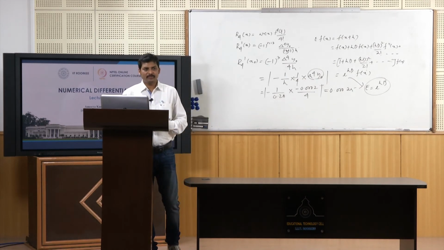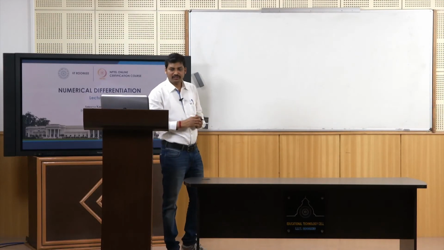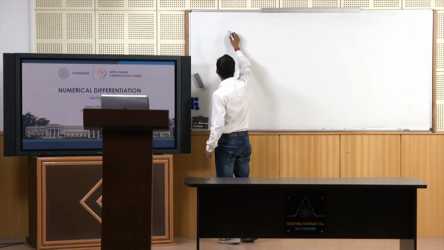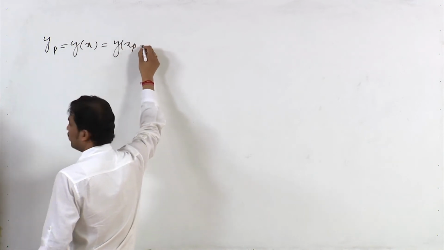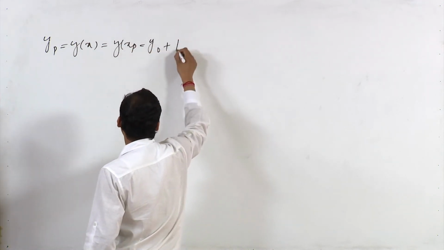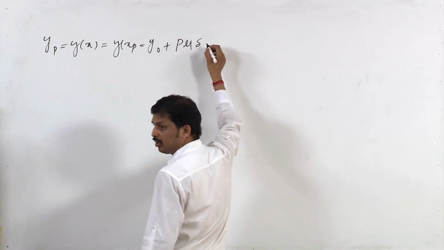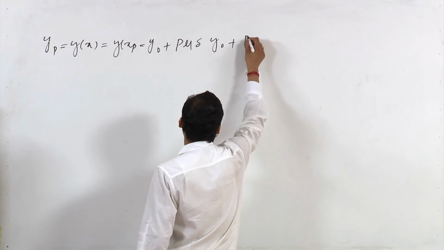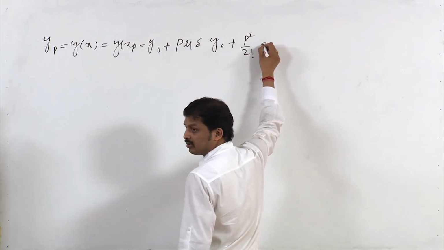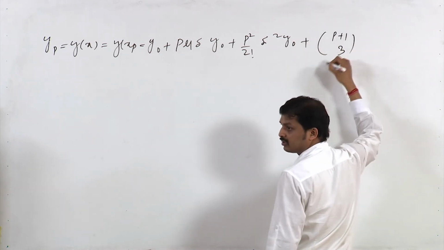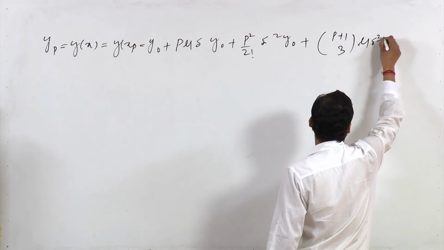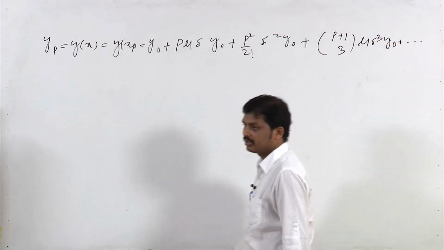For Stirling's formula, we have already derived this expression in the form of the central difference approximations. Usually it is written in the form of yp, or y of xp, and can be written as y0 plus p mu delta of y0 plus p square by 2 factorial delta square of y0 plus p into p square minus 1 by 3 factorial mu delta cube of y0 plus all other terms.